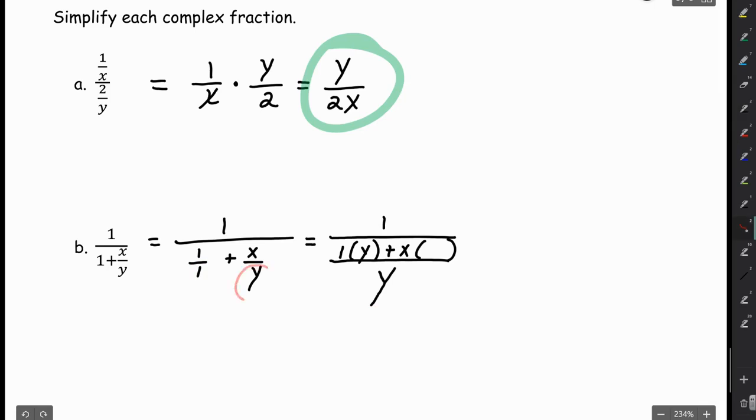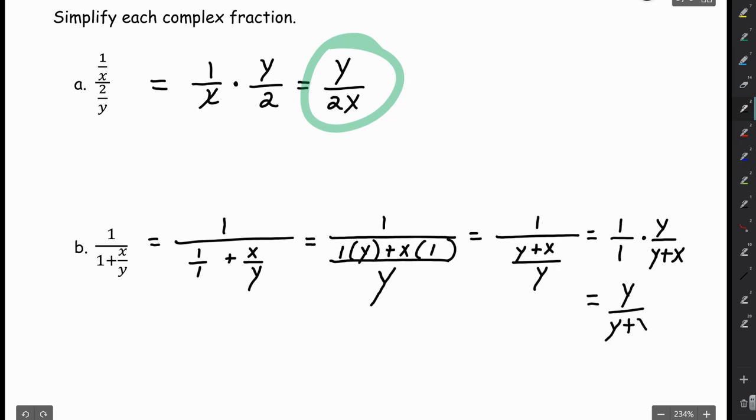If we compare the y to our new common denominator, there's nothing extra. We would just put a 1 there. Okay, so we end up with 1 all over y plus x over y. Now we can multiply by the reciprocal. So we're going to have 1 over 1, right? 1 is just 1 over 1, times the reciprocal of the denominator, which is going to be y over y plus x. And when you simplify that, you get y over y plus x.